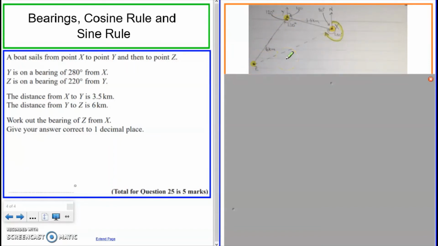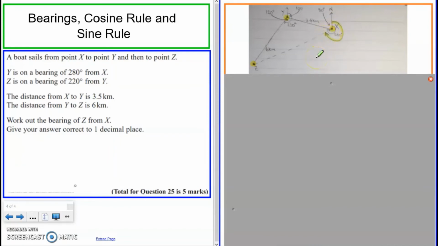I'm also told a couple of distances. I'm told that x to y is 3.5 kilometers and y to z is 6 kilometers. Then I'm asked to work out the bearing of z from x. So I've just joined up z and x to create a triangle, and I've highlighted here the bearing I'm actually trying to find. So this highlighted bearing is what the question is asking me to find.